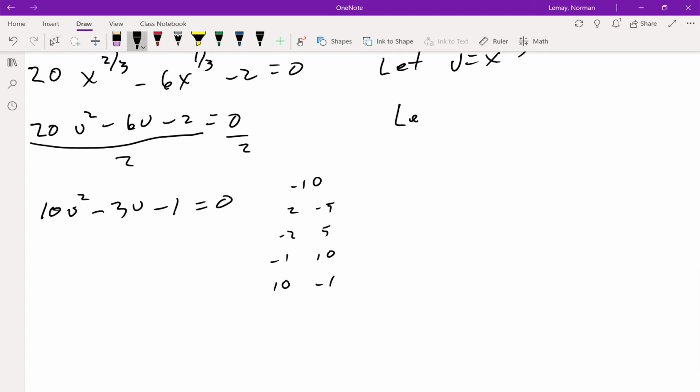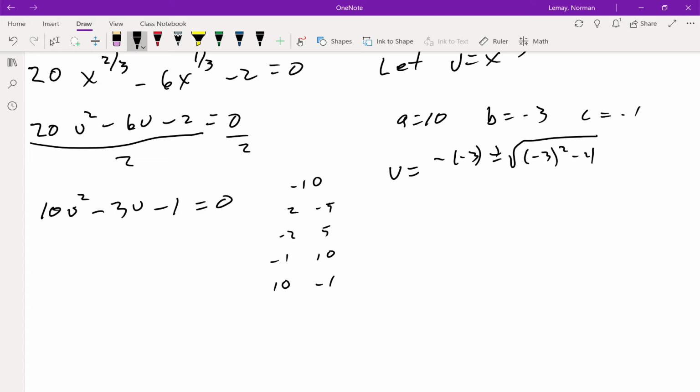So let's note that in this case, a equals 10, b equals minus 3, and c equals negative 1, just so we can get a little flavor in here. So we get the fact that u equals negative b plus or minus the square root of b squared minus 4 times a times c, divided by 2a.